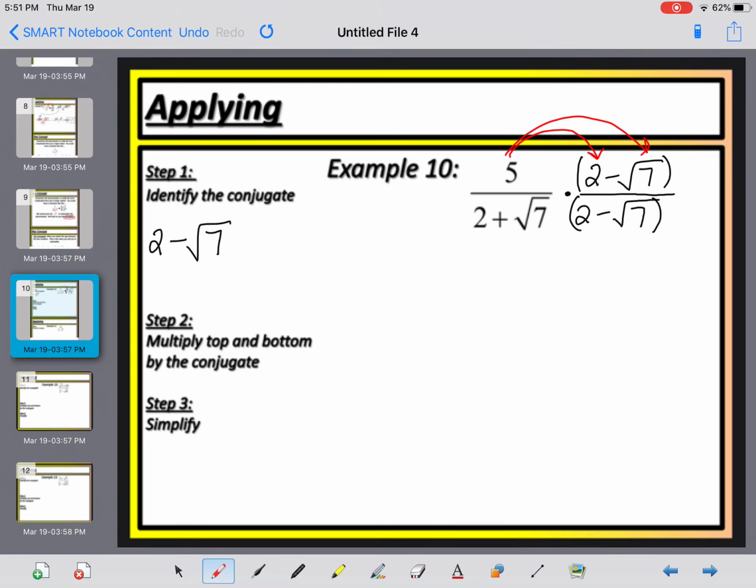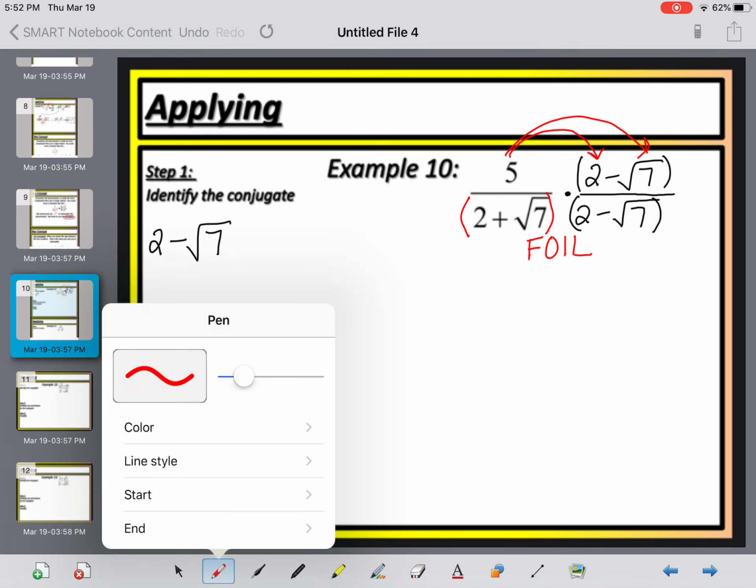So we saw before, in a situation like this, we have to make sure that we distribute. Okay, so we're distributing on the top, and take a look at the bottom. What are we going to be doing on the bottom? Binomial times a binomial. That's right, this is FOIL.